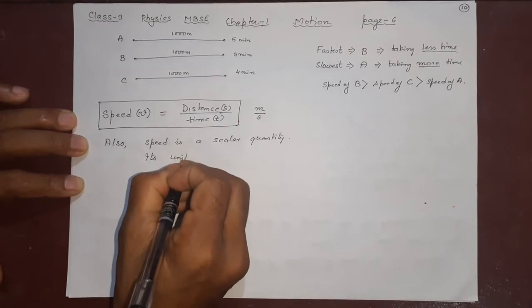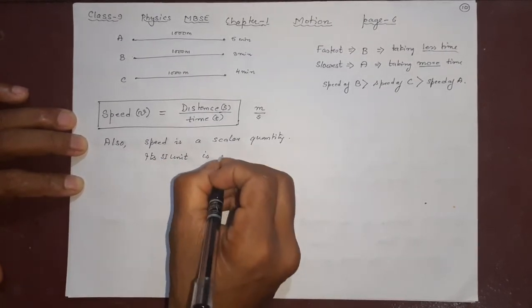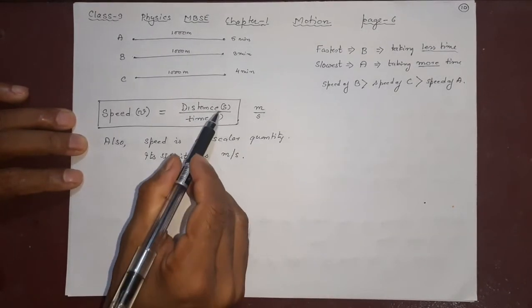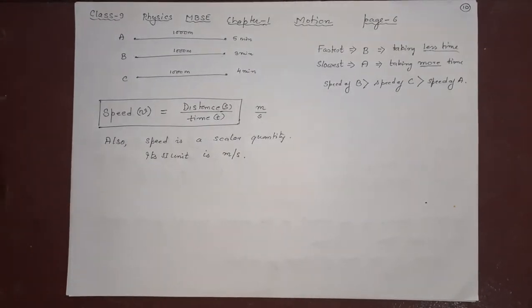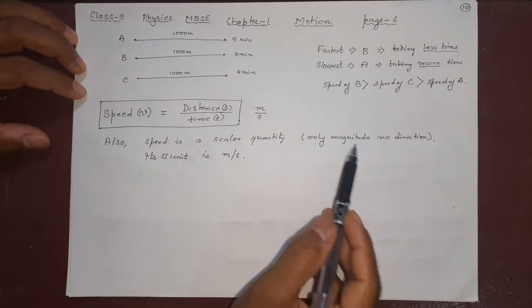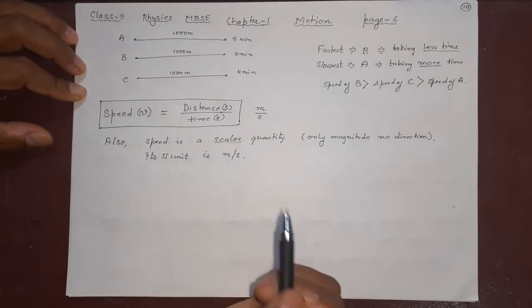Its SI unit is meter per second. Why? The reason is that meter is distance and second is time. Very simple, right? Now another thing: it has only magnitude but no direction. That is why we call it a scalar quantity. Speed is a scalar quantity.